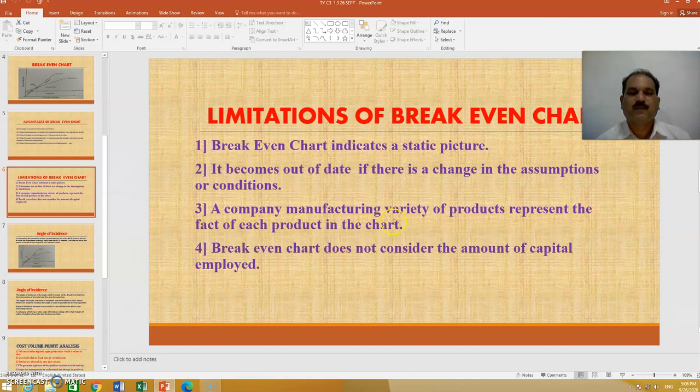Third, a company manufacturing a variety of products cannot represent the facts of each product in the chart. And fourth, the break-even chart does not consider the amount of capital employed. Basically, every businessman is interested in getting returns on his capital employed. But the break-even chart does not consider that amount of capital that has been invested by him.